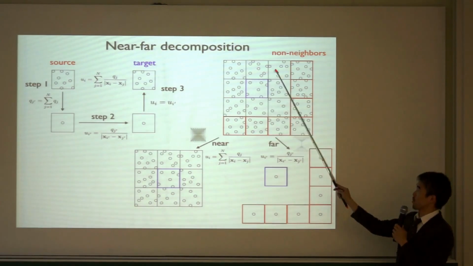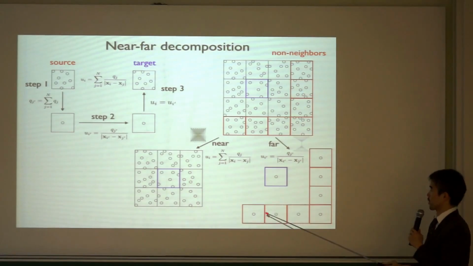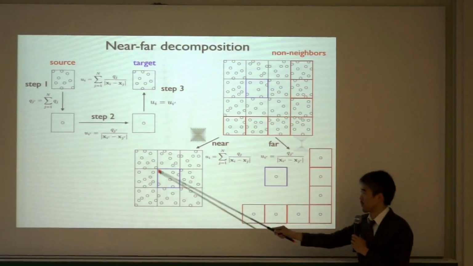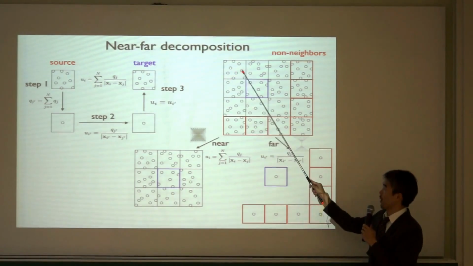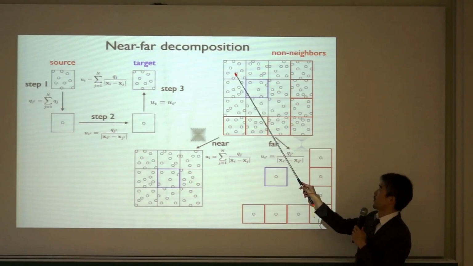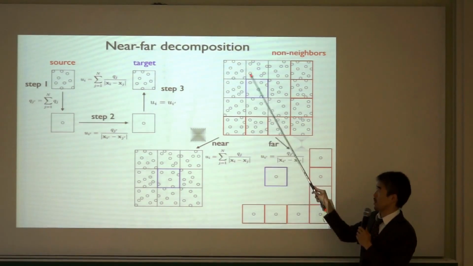If you number them in a clever way, it's very easy to identify from that number which ones are far and which ones are near. And if you number these points in a clever way, it's very easy to identify from the number of the box which particles are inside that box.